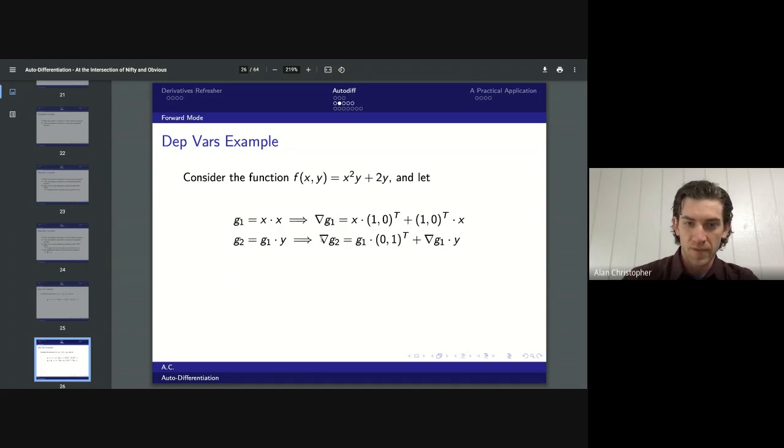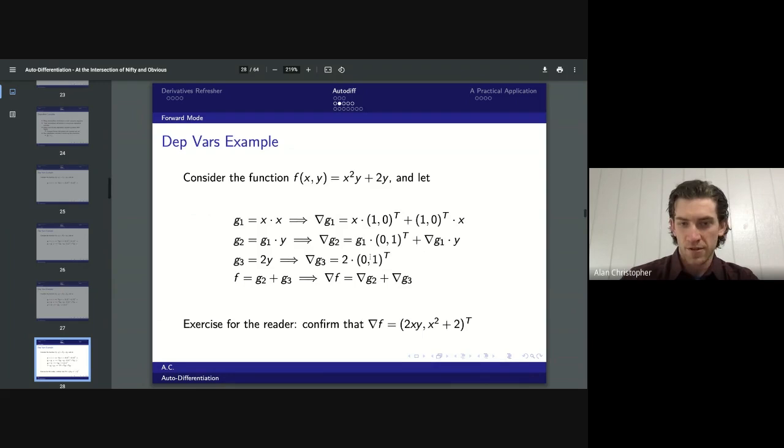For g3, we do a similar thing; we're multiplying by a constant. g4 is going to be the sum of g2 and g3. I will leave it as an exercise for the reader. You don't necessarily have to do it now. But if we plug and chug from top to bottom and actually resolve nabla g2 and nabla g3, we should eventually get out 2xy and x squared plus 2, which, if we take it by hand, is exactly what the gradient should be. Any questions?